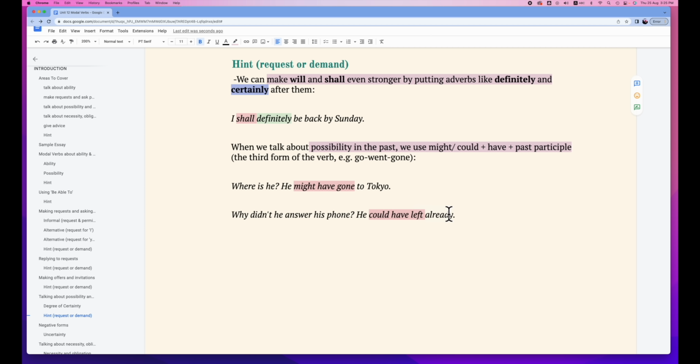Today we're going to talk about using modal verbs for necessity, prohibitions, and obligations. Let's get started.